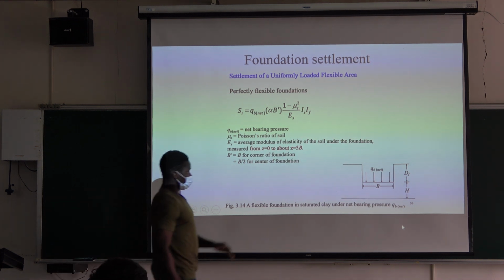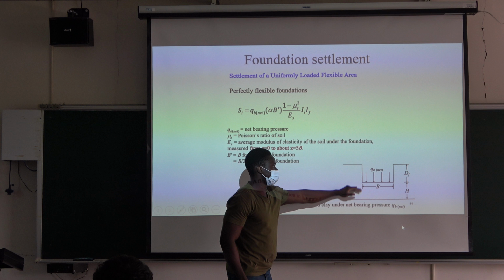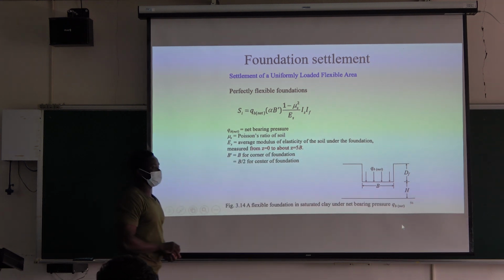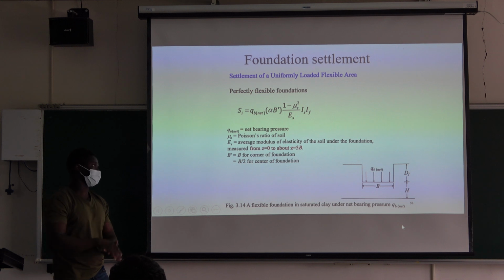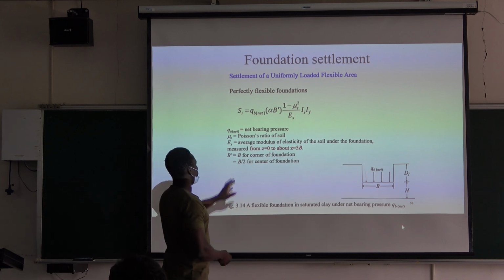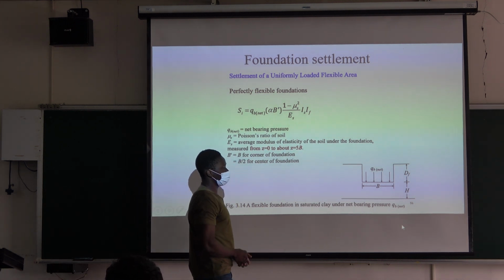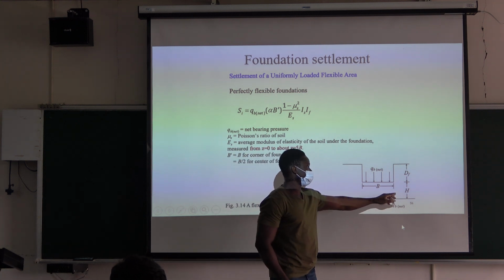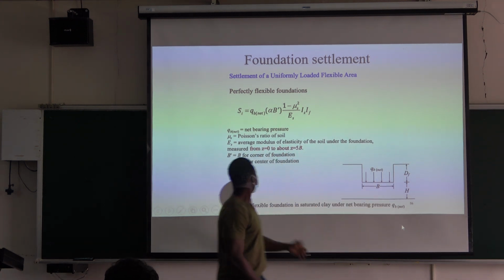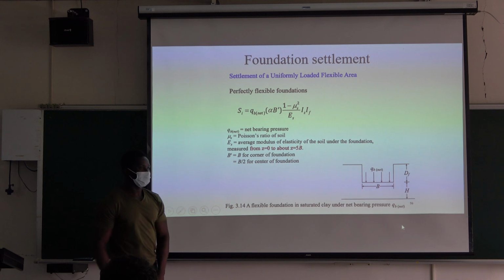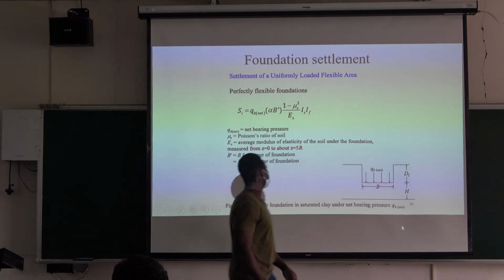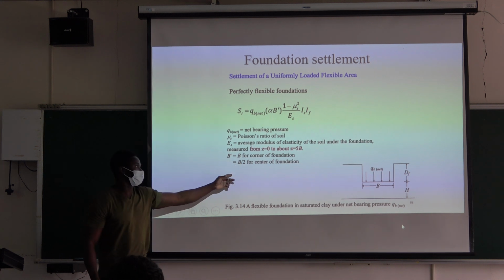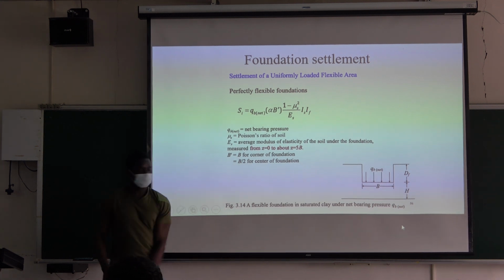So what's the soil underneath our foundation? We need to know the modulus of elasticity. That will tell us how much it will deform when we apply the loading onto it. And then B prime is equal to B at the corner of the foundation. So if we are trying to consider settlement at the corners here, this B prime is B. But if we are trying to consider the settlement at the center, we say B prime equals B over 2.